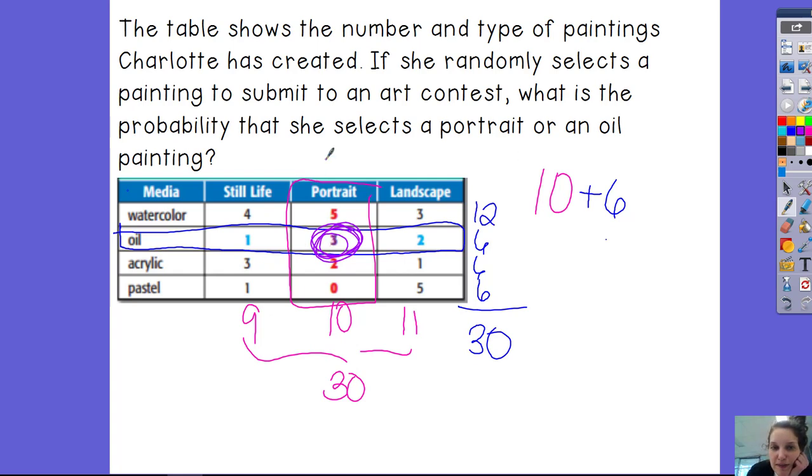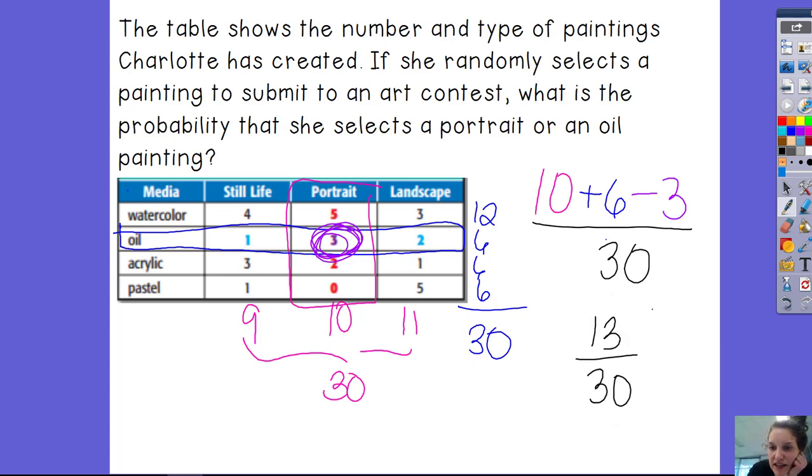So what I'm going to do is add the number of portraits, add the number of oil paintings, and then subtract the overlap, because I don't want to double count these oil paintings that are also portraits. I've included those 3 paintings in my count for portraits, and I've included those 3 paintings in my count for oil paintings, so I don't want to double count them. Then I'm going to put that over the total number of paintings, which is 30. So 10 plus 6 is 16, minus 3, 13 over 30.